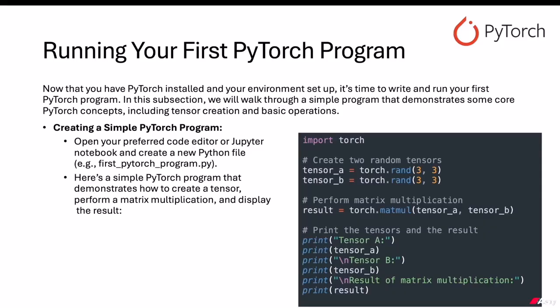So in the first line, you'll say import torch. Then I've added a comment, create two random tensors. Tensor A, which is torch.rand(3,3), tensor B, torch.rand(3,3). This is for randomly creating tensors. Next, result equal to torch.matmul(tensor A, tensor B), which performs the matrix multiplication. That's why the name matmul. Print the tensors and the result by using the print command: print tensor A, and then the string tensor B in the next line, print tensor B, and then the result of the matrix multiplication by saying print result.